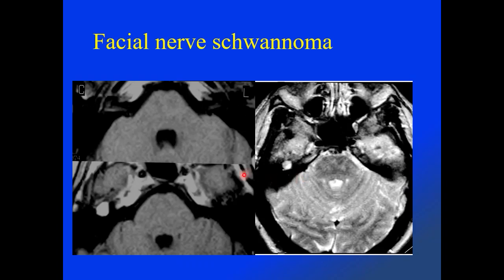Axial T1-weighted image without contrast, axial T1-weighted image with contrast, and an axial T2-weighted image demonstrate a well-circumscribed T2 hyperintense mass in the region of the first genu of the right facial nerve canal, with the post-contrast T1-weighted image demonstrating prominent homogeneous enhancement of this lesion, which was shown to be a facial nerve schwannoma.